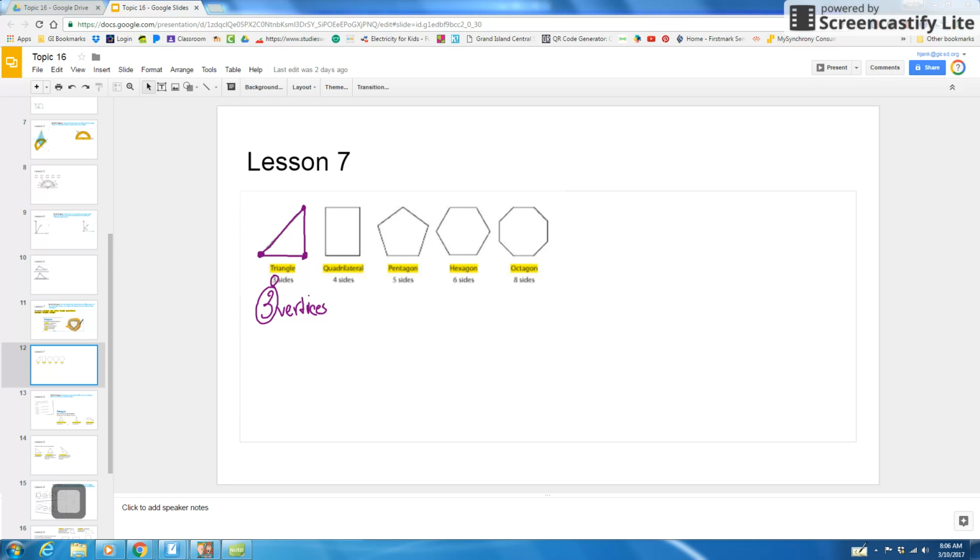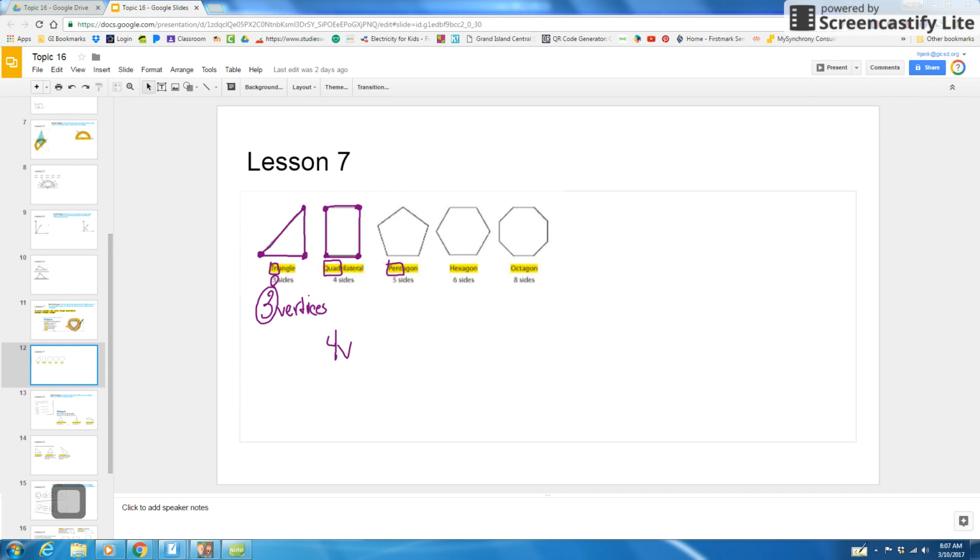Our next shape is a quadrilateral, which is the next thing you're probably the most familiar with if you think of squares or rectangles. A quad means 4, tri means 3 for the triangle. So quad means 4. And that means if I trace, I have 1, 2, 3, 4 sides, and I have 4 endpoints or 4 vertices. Okay? I'm going to put 4V for that.